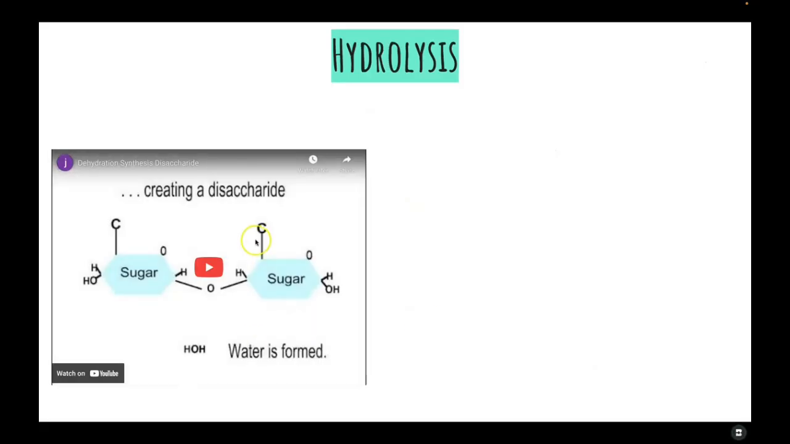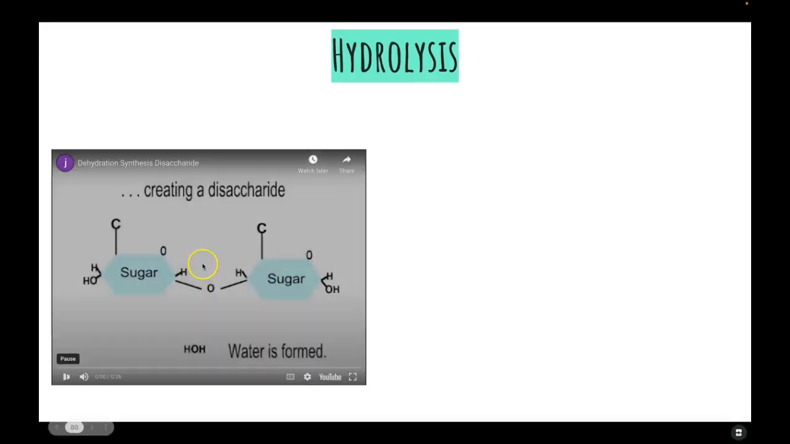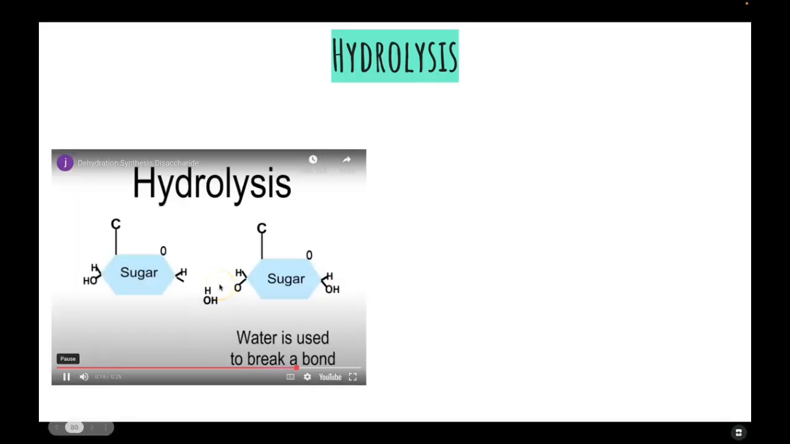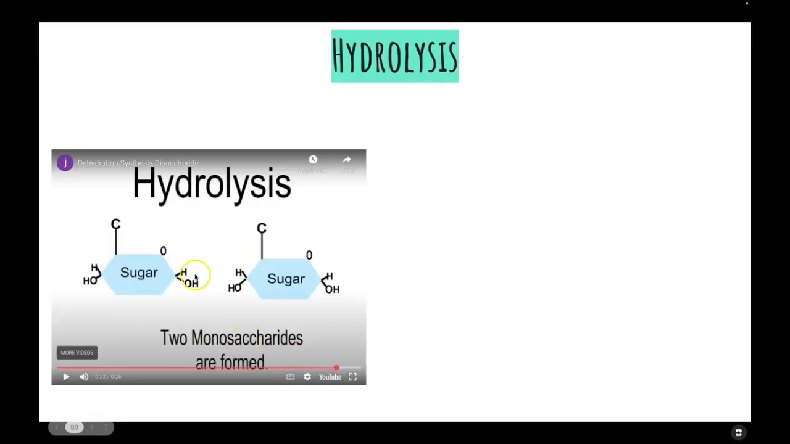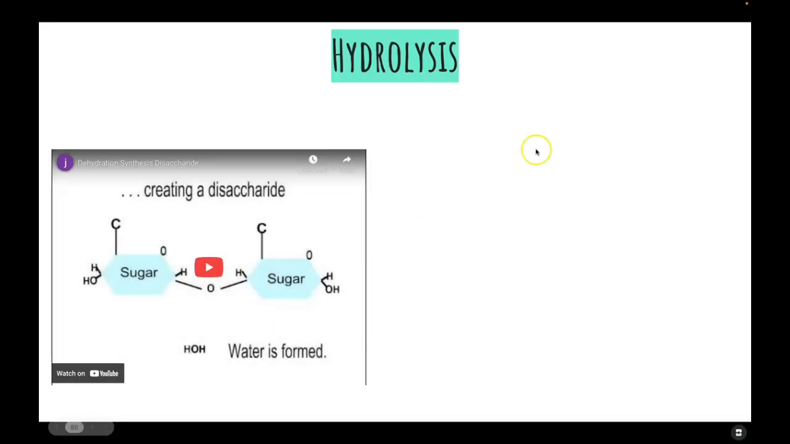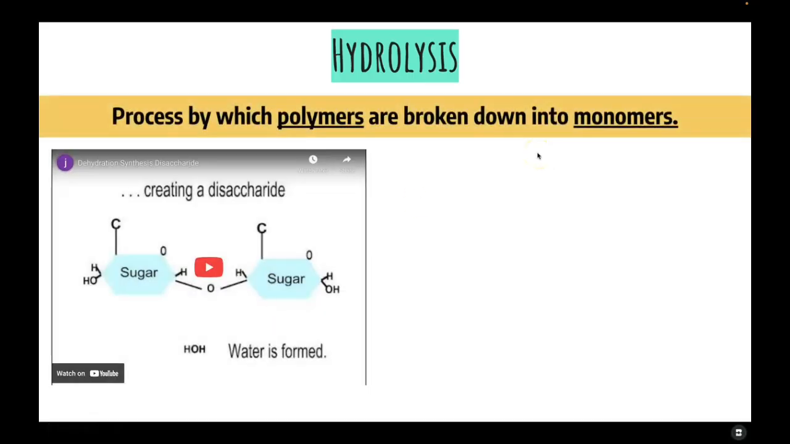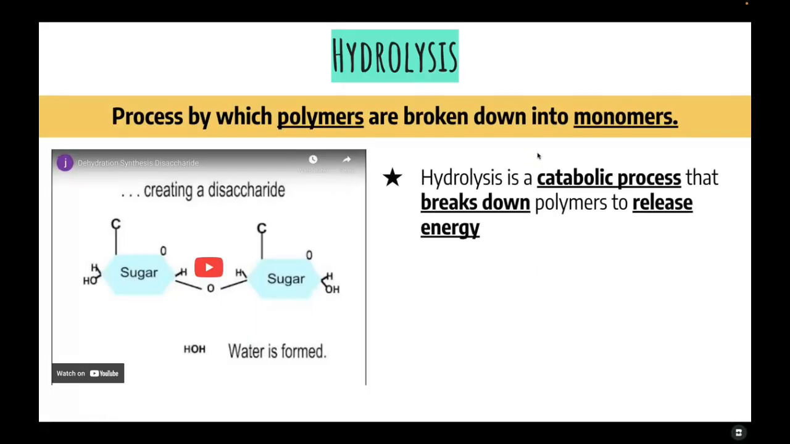All right, and so let's watch a video of complex sugar, which is a disaccharide, being broken down into simple sugar, so monosaccharide. So here you see that water was needed, and therefore two monosaccharides are formed. All right, and so again, this is the process by which polymers are broken down into monomers.